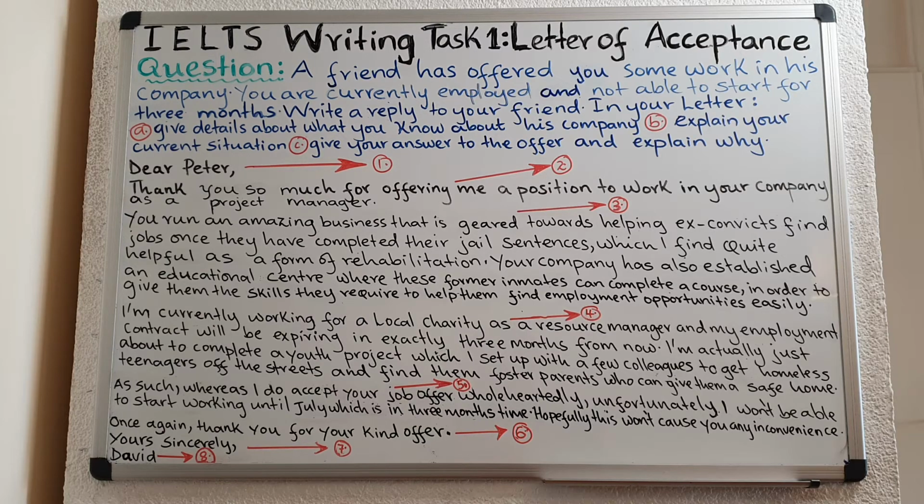So in the first point, IELTS wants you to include information in your letter where you give your friend details about what you know about his company. What do you know about his company? Write some details about that. The second point, B, explain your current situation. Explain to your friend whether you have a job, whether you are jobless. What is your current work situation?